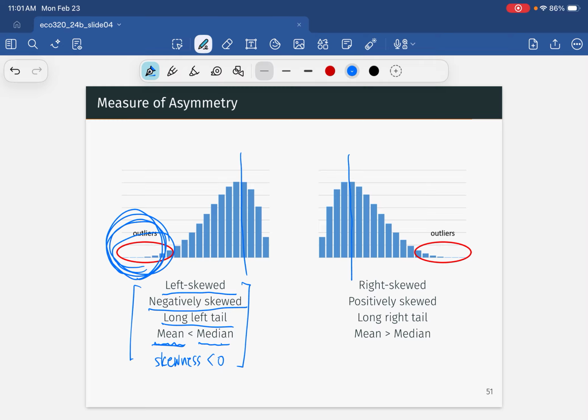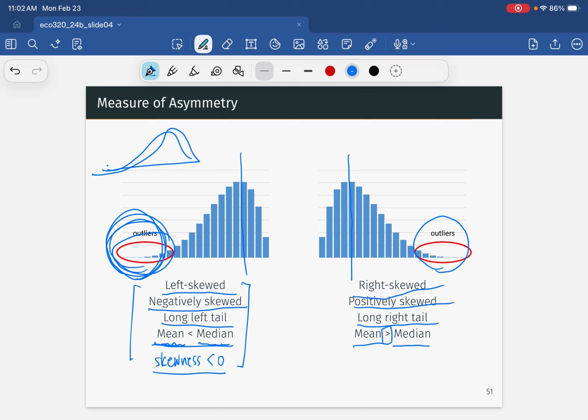So to describe the shape of this kind of distribution, a distribution skewed to the left, we are going to calculate skewness, or mean and median. Just the symmetric case aside, right side outliers will cause right skewed, positively skewed, a long right tail, and then mean is greater than the median. Okay. As the outside outliers exist, then we use skewness.